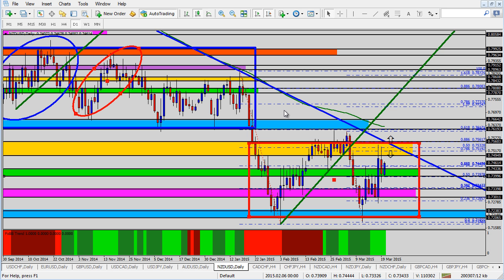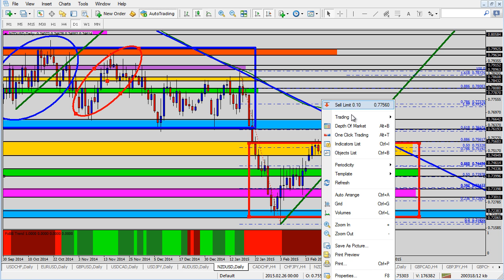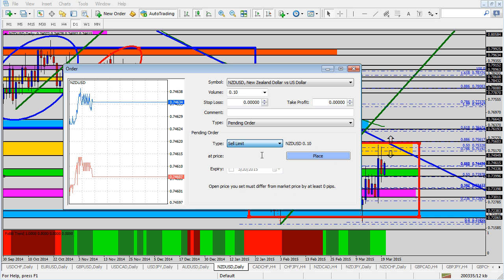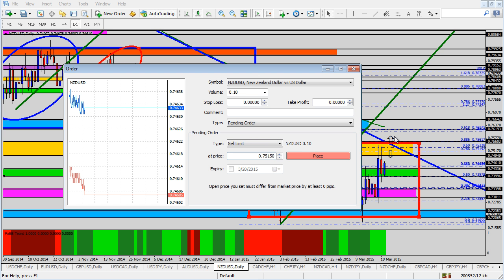So here's what I'm going to do today. I'm going to set up a sell inside that yellow shaded area. I'm going to go to 75.15. So let's get this order window up. I'm going to set up a pending sell limit at 75.15. That's going to be our sell limit, and we're going to go above the yellow shaded area, so our stop loss needs to be above 75.60, which is the top of the yellow zone, and actually above the last resistance high and the red box and the blue trend line. So let's go to 75.65 for our stop loss.